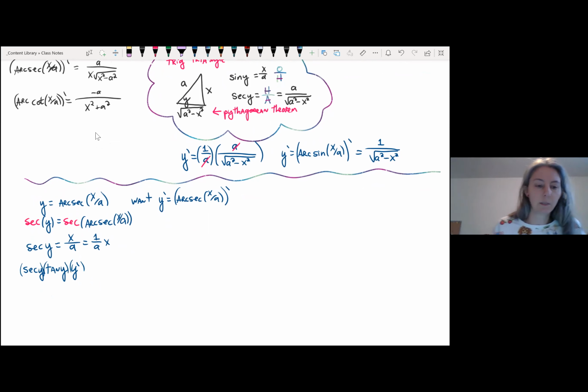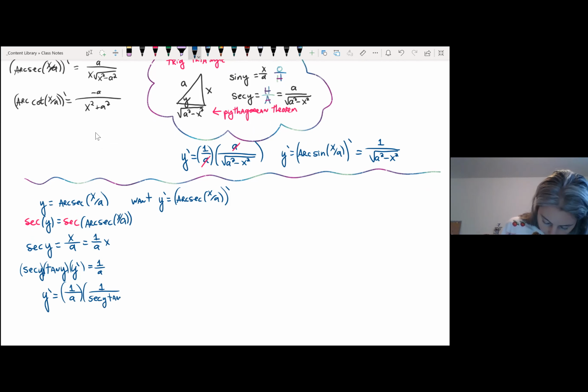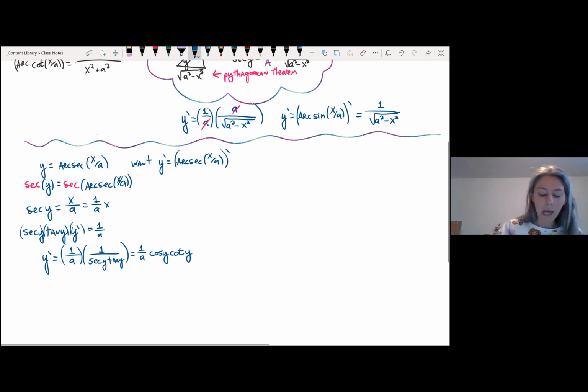These don't all need to go in parentheses, but just to make it clear that this is 3 different things, a product of. And then we get that this is equal to 1 over a. So then y prime is equal to 1 over a times 1 over secant y tangent y, which, to make my life easier, I'm going to write as 1 over a times cosine y times cotangent y. Okay, now, great, we have y prime in terms of y. Let's make our trig triangle so that we can rewrite that in terms of x without having weird trig functions evaluated at inverse trig functions.